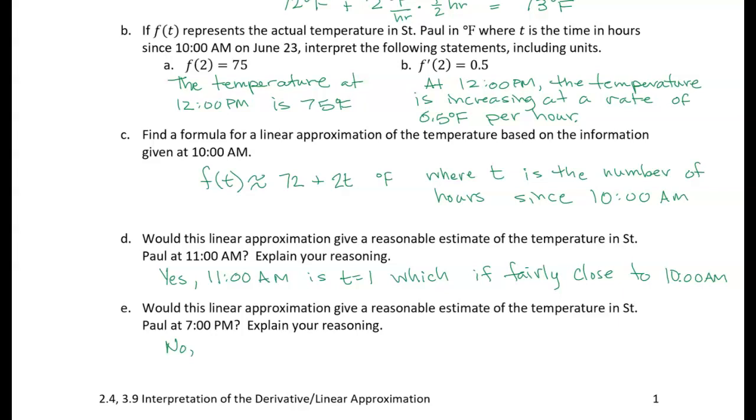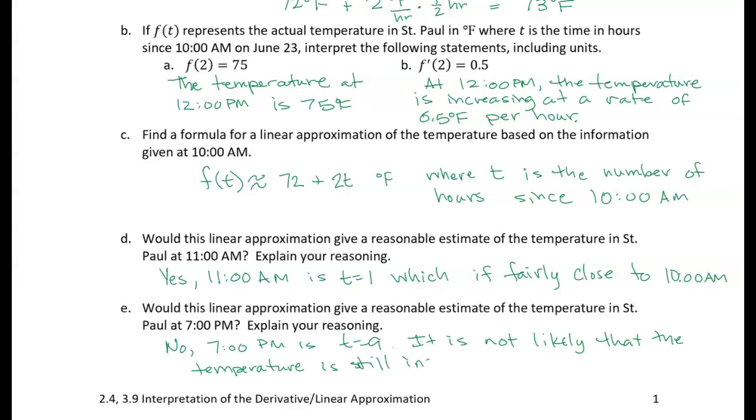So if I was going to write this out, I'd probably say that 7 p.m. is t equals 9, and it is not likely that the temperature is still increasing at 2 degrees Fahrenheit per hour at that point.